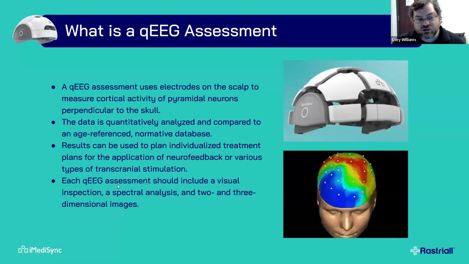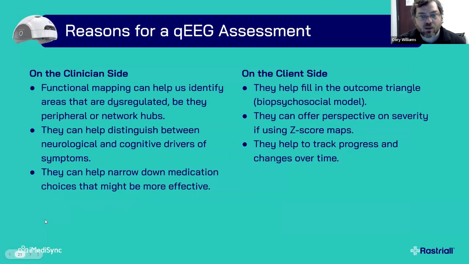So in a qEEG assessment, we're going to end up with a visual inspection of data, a spectral analysis of peaks, and then 2- and 3-dimensional images that show more specific targeting. And I'm going to walk through each of those pieces, so don't feel bad if you don't really understand what all that means yet, because that part's coming. But I wanted to give, just before we even get into the specifics, why this is so helpful.